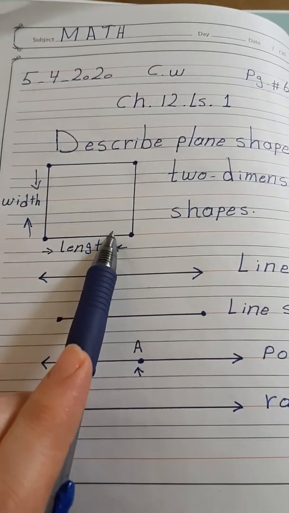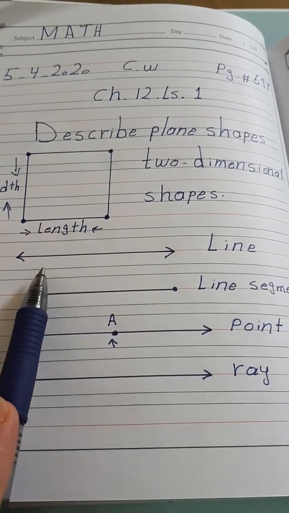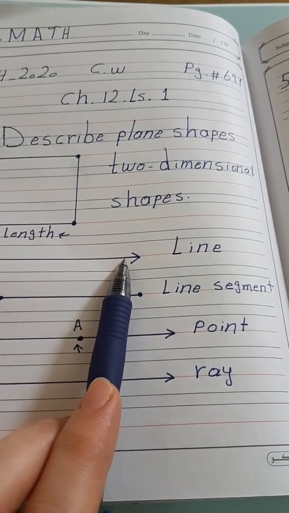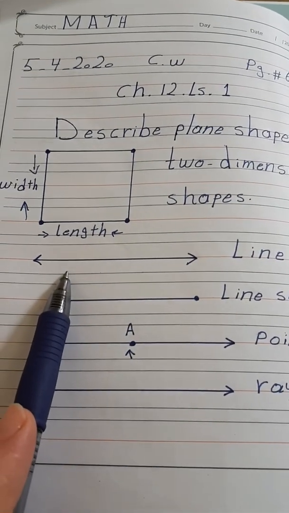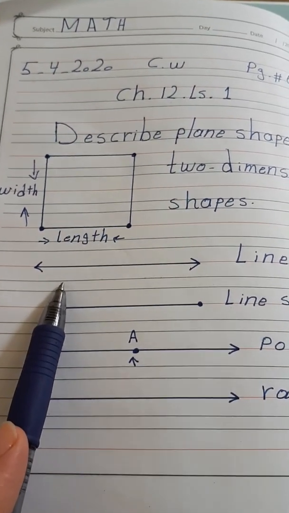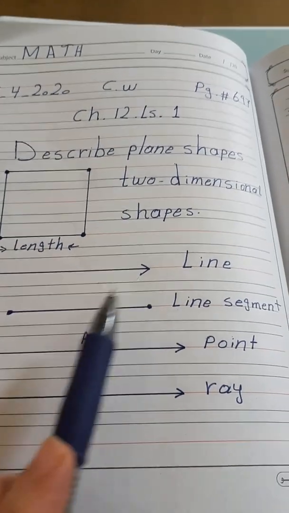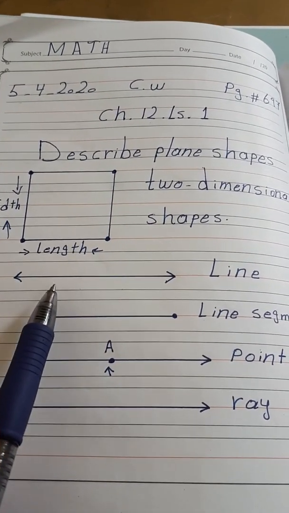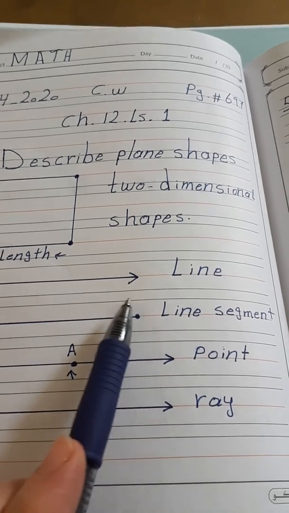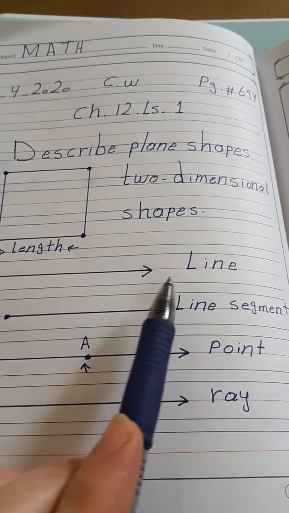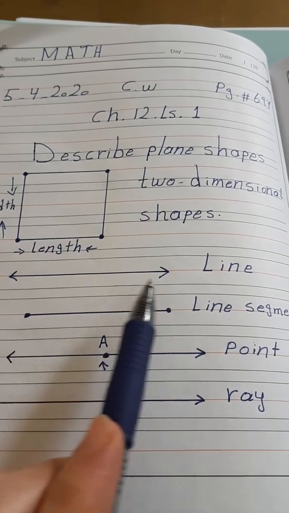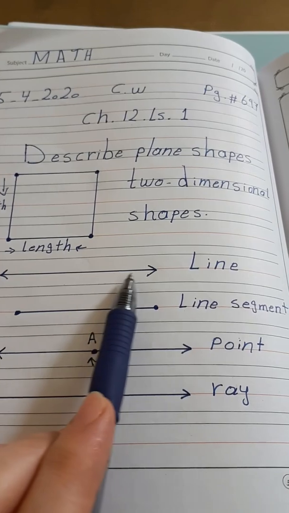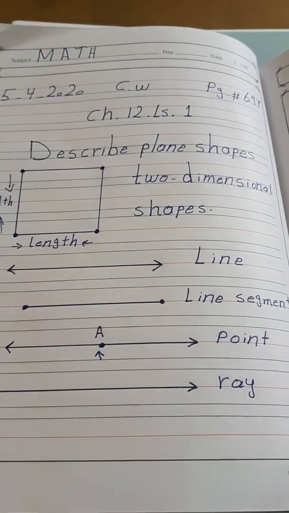What about lines and points? Look at this line. This is a line. Is this line straight or curved? Straight. Good. This line is a straight line. It continues in two directions, right and left. And it has no end points.